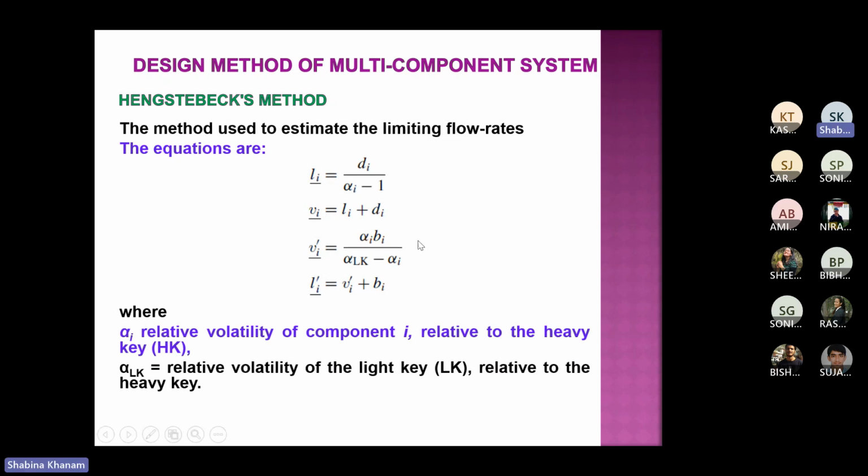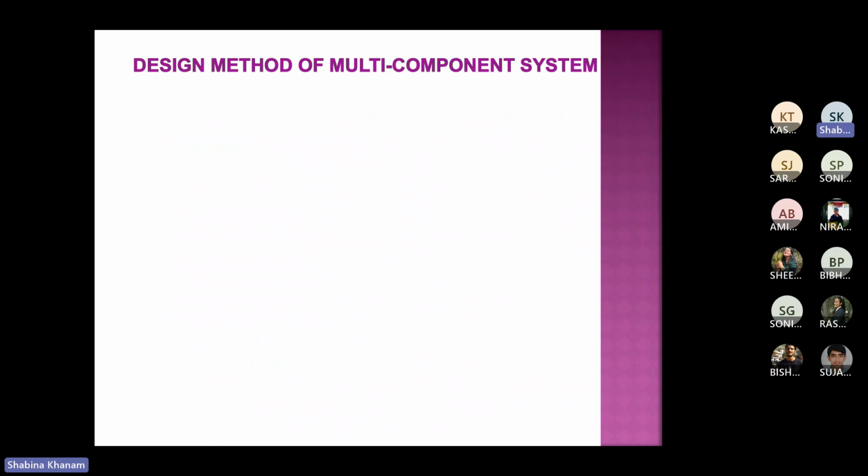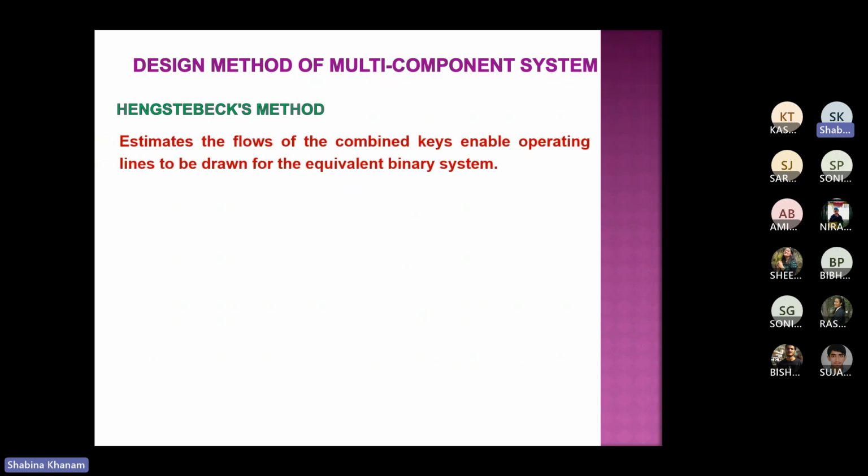So that is alpha I and alpha Lk. That is the relative volatility of light key with respect to heavy key. Once you define the limiting flow rates, you can define the flow rate of key component, converting the problem into binary and then apply McCabe-Thiele method. So estimating the flow rates of combined key enables the operating line to be drawn for the equivalent binary system.